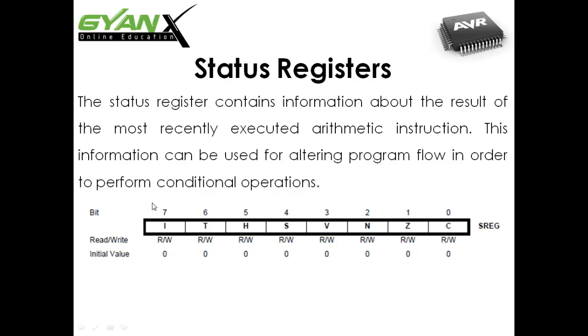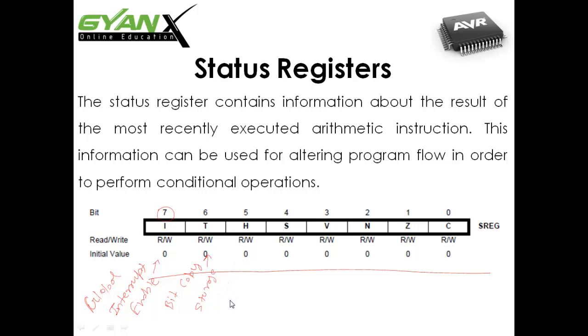So here you can see in front of you an 8-bit status register. I will describe the bits one by one. Bit 7 is I, the global interrupt enable. The global interrupt enable bit must be set for the interrupts to be enabled. The individual interrupt enable control is then performed in separate control registers. The next is the bit copy storage, denoted by T. The bit copy instructions BLD and BST use the T bit as the source or destination for the operated bit.